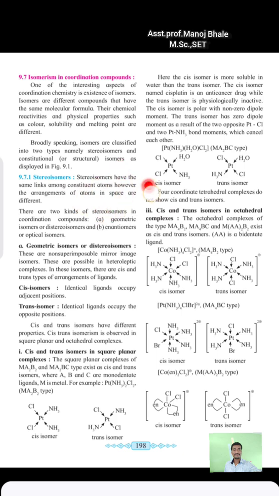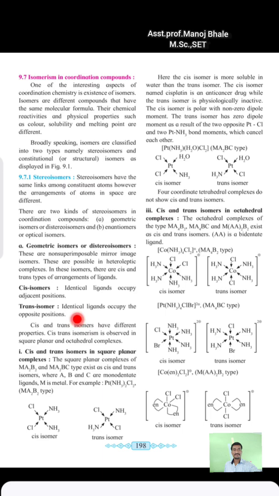Stereoisomerism has further classification: geometrical isomerism or diastereomers, and the second one is enantiomers. Enantiomer has another name, optical isomerism. Geometrical isomerism has another name, diastereomers. Geometrical isomerism has two types: cis isomerism and trans isomerism.